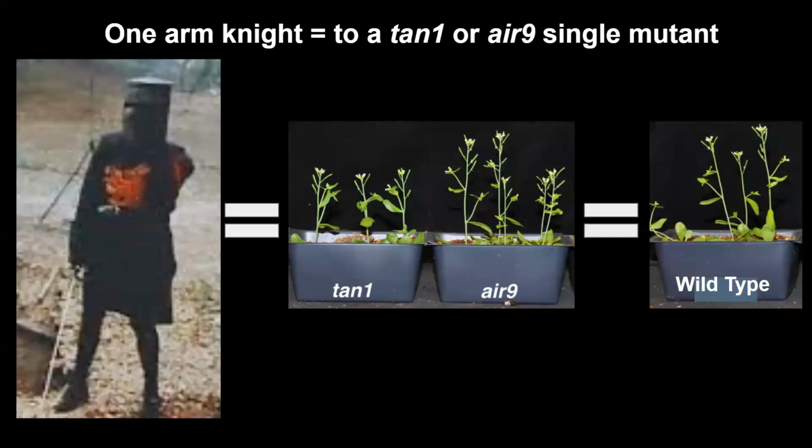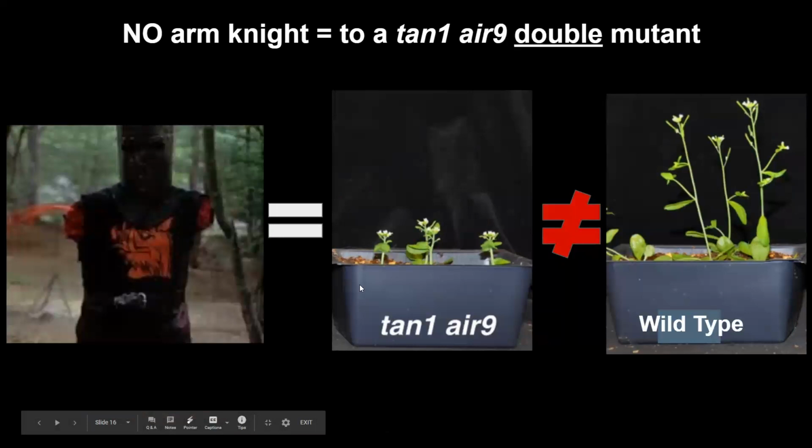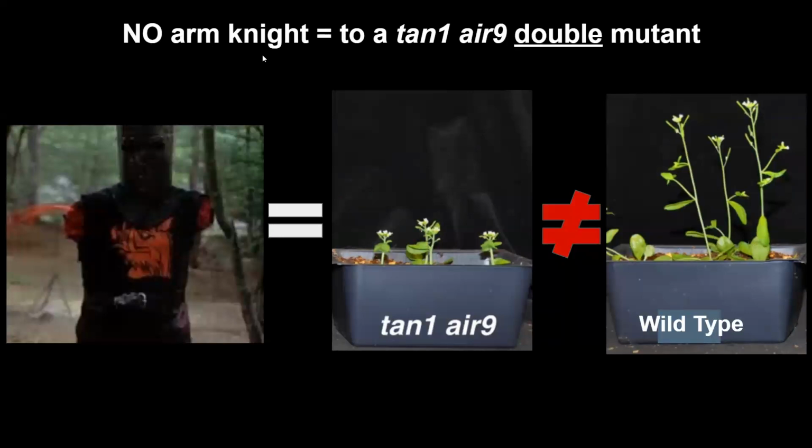Just to re-emphasize that, you can think of the one-armed knight as a tan1 or ar9 single mutant, where if you lose one, you still have one to compensate, and as a result, your single mutants look just like the wild-type plant. And now you can think of the no-armed knight as a tan1 ar9 double mutant. So now he has neither pathway, just like our double mutant doesn't have tan1 or ar9, so now you get this growth defect.